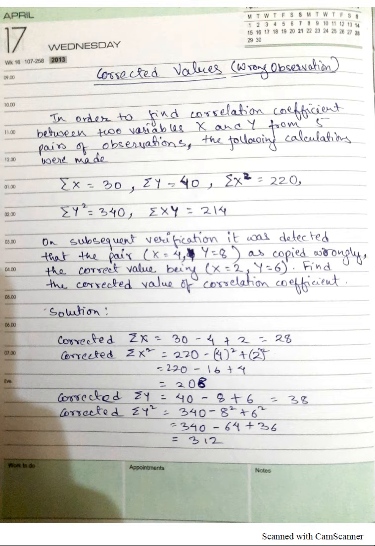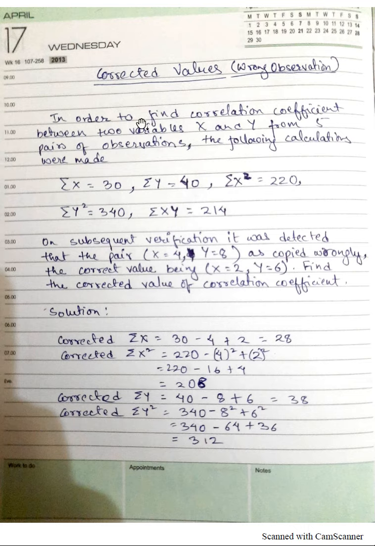So for the first example, we'll see how the correlation coefficient can be different if we are given that one set of observation is recorded wrongly or taken wrongly. To understand it in a better way, let us go on to a solved example. First let us go through the question.